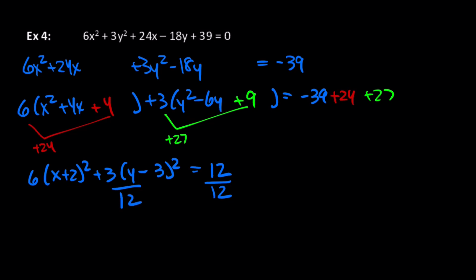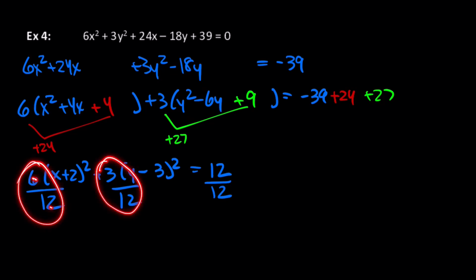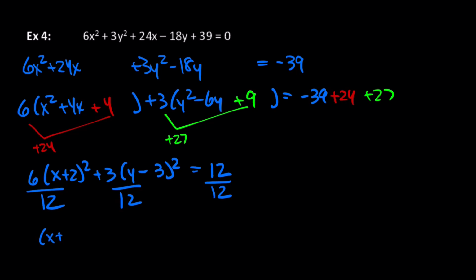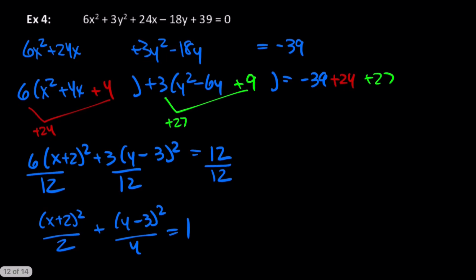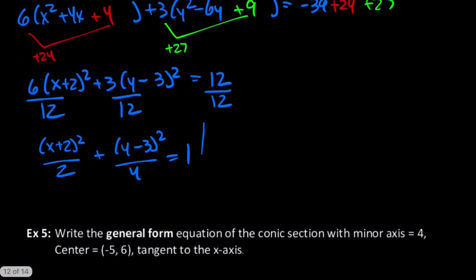Again, when you get to this step here, if this number does not cancel with that, chances are you did something wrong. All right, my guess is probably forgetting to multiply by the number out in front, but we won't give you an equation that's so messy that the numerator does not cancel with the denominator. So here I get x plus 2 squared over 2 plus y minus 3 squared over 4 equals 1. So there's my standard form equation.